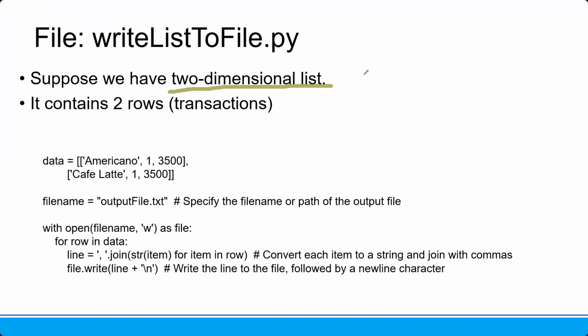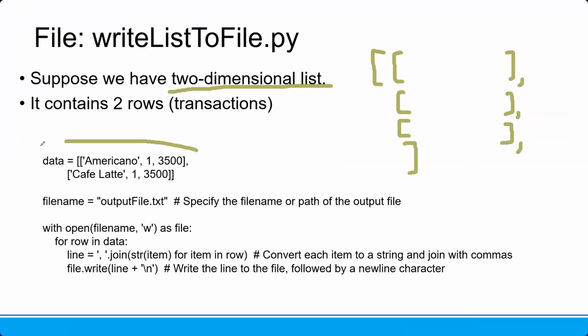In the multi-dimensional list, we have a list, and then we have another list. We have another list, and we have another list. Okay. Now let's suppose I have a data. Okay. So this is a data. How can we read this data?